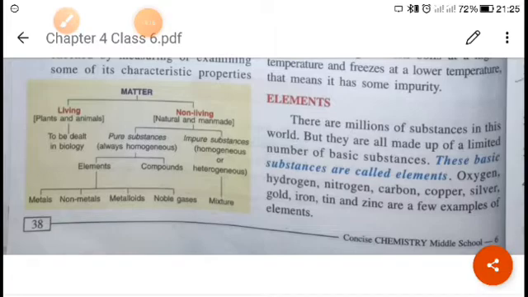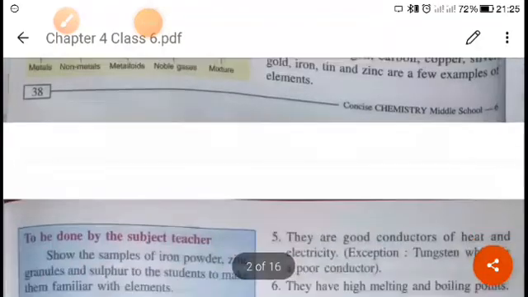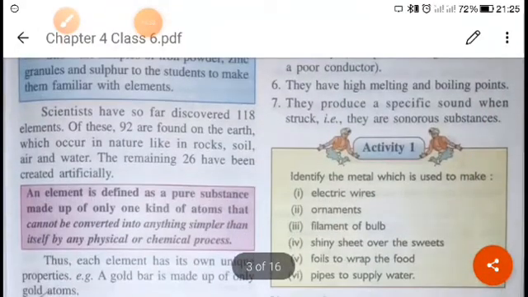So there are millions of substances in this world, but they are all made up of a limited number of basic substances. And these basic substances are what? Elements. I hope you have understood what an element is.